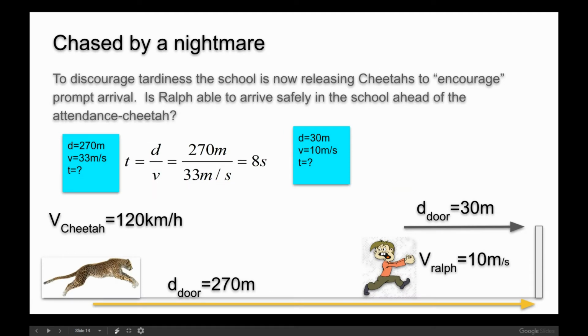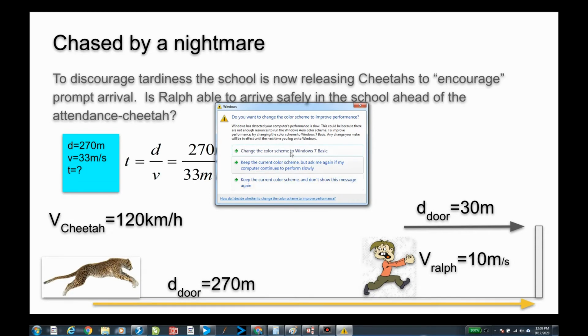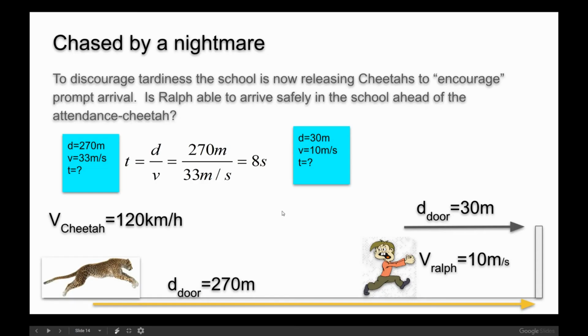Everyone has that running dream where you're running away from something. Well, the school board's going to try an attendance cheetah. And the attendance cheetah will be there to encourage students to get into school. So Ralph is approaching the school at a leisurely pace when he sees the attendance cheetah. Ralph is 10 meters from the door when he sees the attendance cheetah break from the cover.